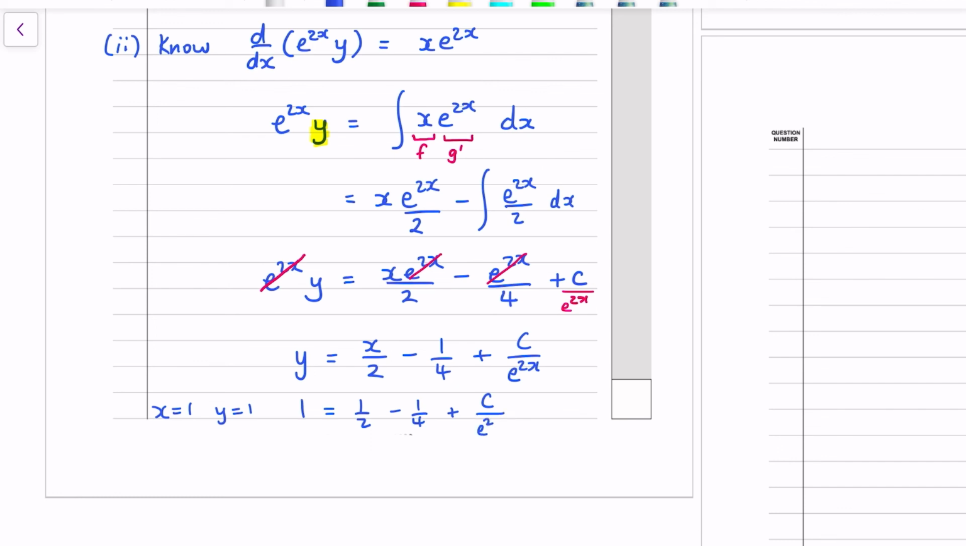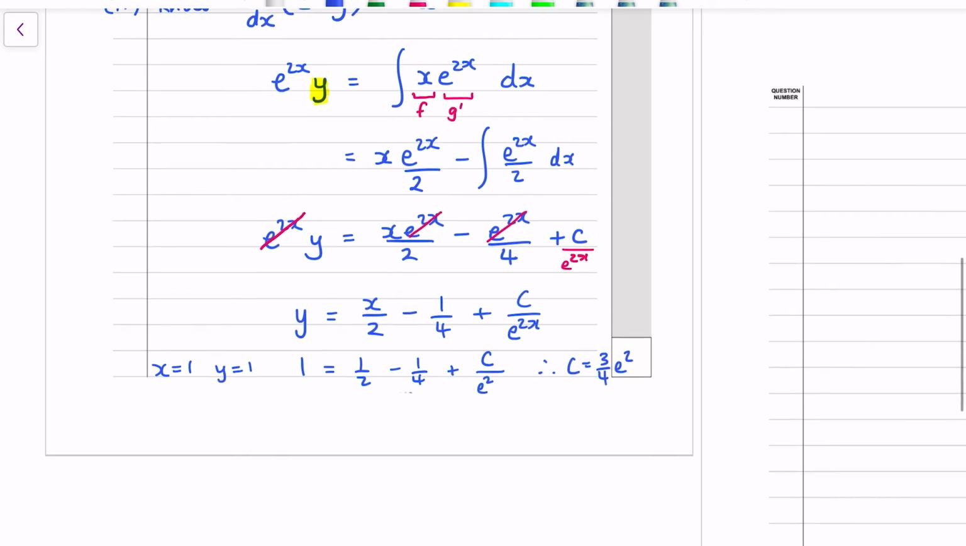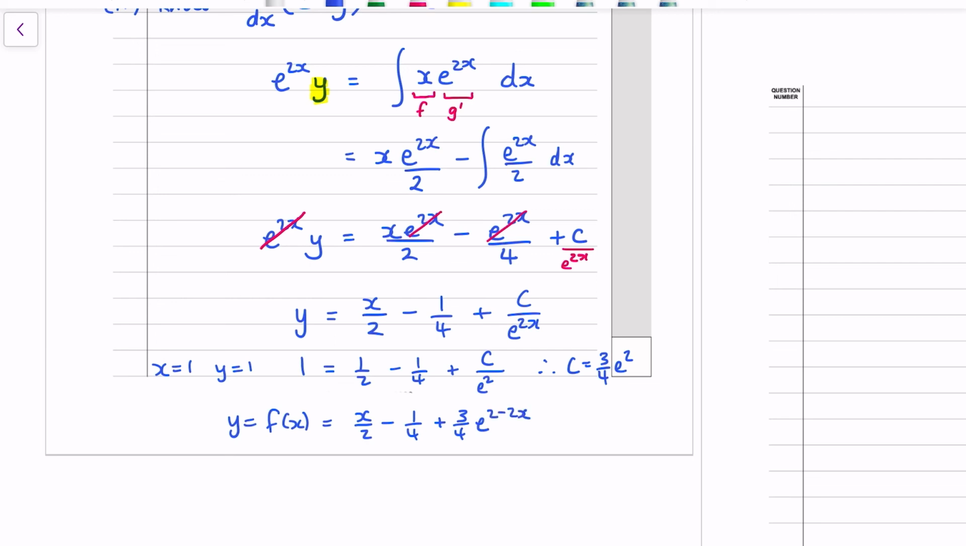If I rearrange this equation, 1 take away a half plus a quarter, times by e squared, I get c equals 3/4 e squared. So my curve y equals f of x is equal to x over 2 minus a quarter plus 3/4 e squared over e to the 2x, which could be written as e to the 2 minus 2x if you wanted to, but not essential.